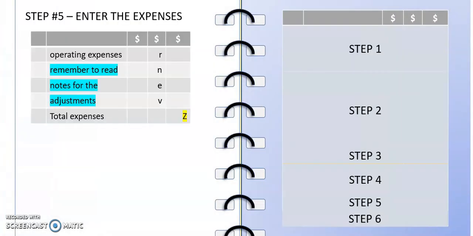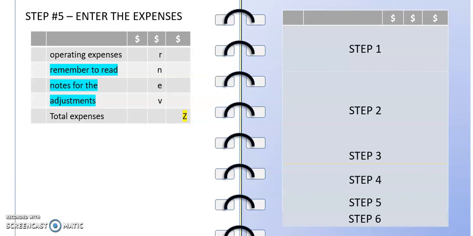For step 5, we're going to enter the expenses. So we're going to go through the question and look for all the expenses, and we're going to list those expenses. And remember to go to the notes of the question and read those notes to see where the examiner is saying to you, make an adjustment to these expenses, because that's generally what the notes refer to. They tell you to make adjustments to these expenses.